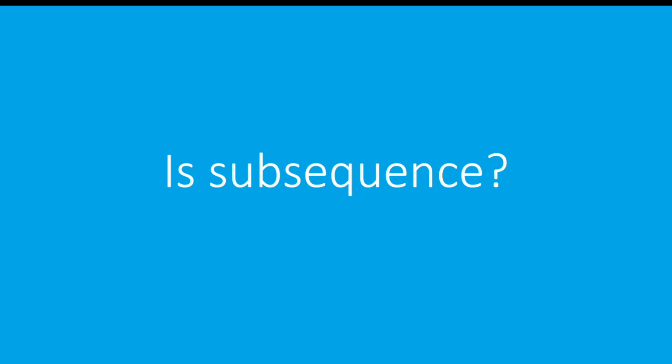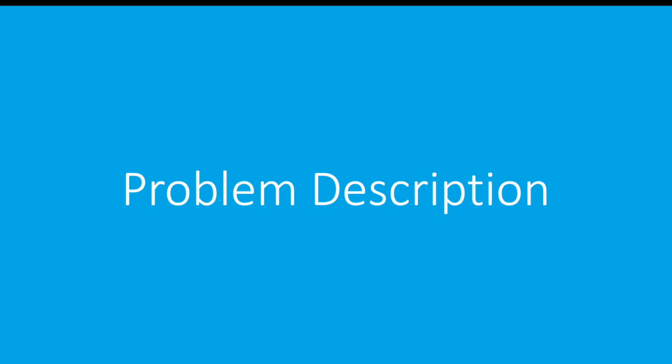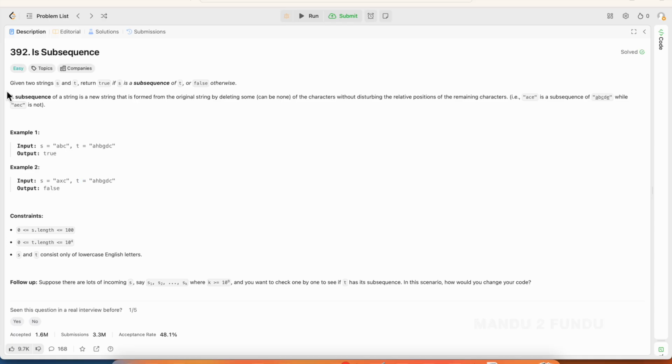In this video, I am going to discuss the solution for checking whether a string has a subsequence. Let's look at the problem description. We are given two strings s and t, and we have to return true if s is a subsequence of t. The definition of a subsequence of a string is a new string that is formed from the original string by deleting some of the characters without disturbing the relative positions of the remaining characters.